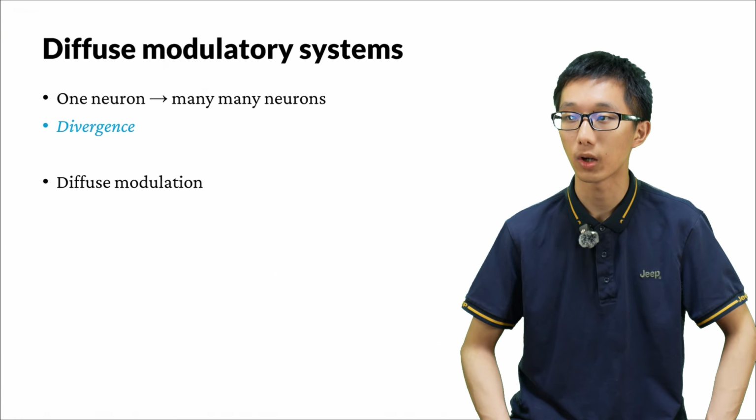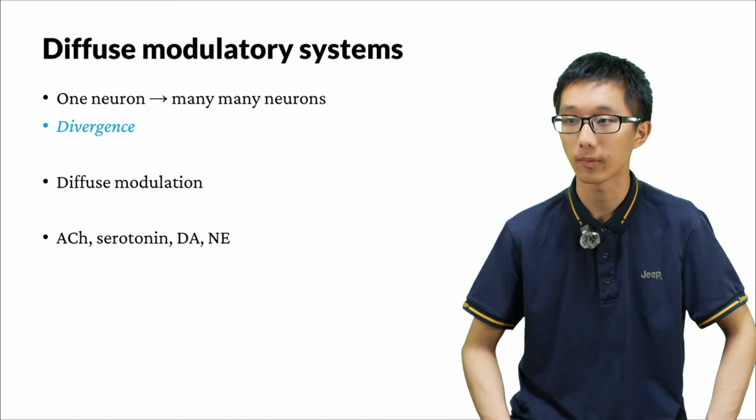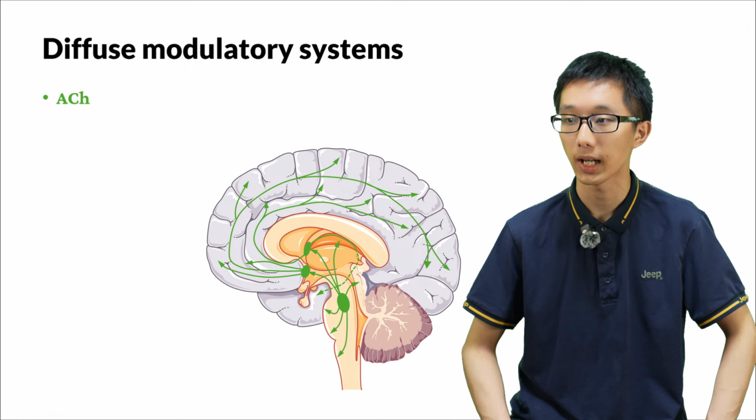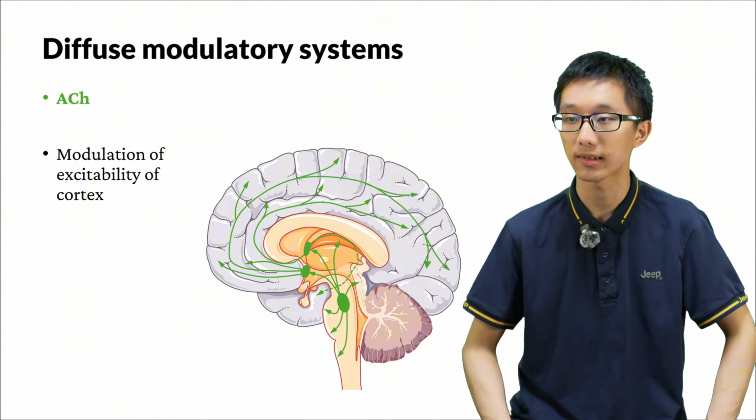A few neurons can modulate the behavior of many neurons in the brain. There are diffuse modulatory systems of acetylcholine, serotonin, dopamine, and norepinephrine. Let's take a brief look at them one by one. Acetylcholine. There are cholinergic neurons in some areas, such as the medial septal nuclei, the basal nucleus of Meynert, and the pontomesencephalotegmental complex. These complexes project to nearly the entire cerebrum and modulate the excitability of the cortex. It also helps with arousal and learning and memory.